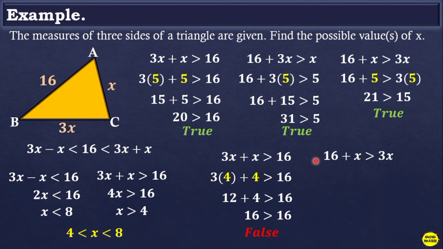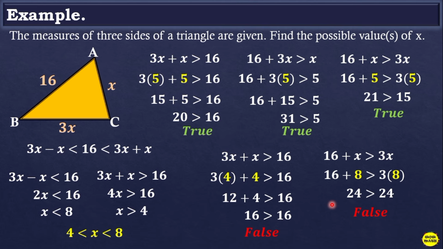Next, itry naman natin si 8. Which is not included dun sa values ng x natin. Kasi, ang pwede lang, greater than 4, but less than 8. Mas mababa sa 8, mas mataas sa 4. So, from 5 to 7 lang po. So, itry natin si 8. So, 16 plus 8 is greater than 3 times 8. 16 plus 8, this is 24, is greater than 24. As you can see, they are equal. It's not greater. So, this is also false.